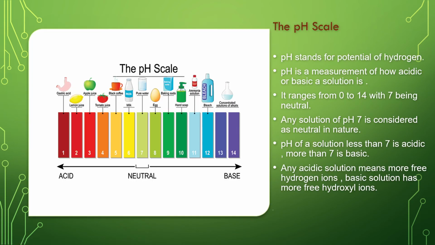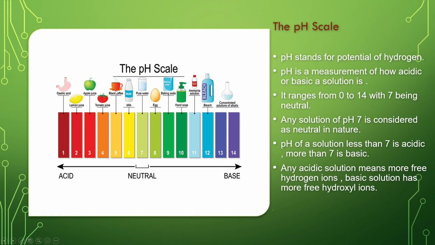And now come to the pH scale. What do you mean by the pH scale? What is the meaning of pH? pH means potential of hydrogen. That means the intensity, how much hydrogen ion is present in a particular solution. So how many hydrogen ions are present in a solution, that is called the potential of hydrogen. And pH is a measurement of how acidic or basic a solution is.